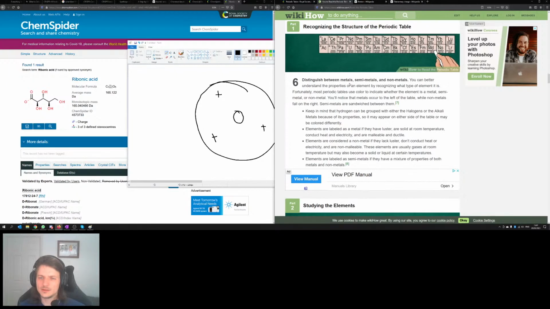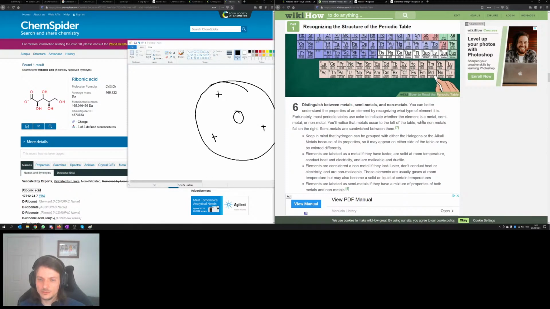Distinguish between metals, semi-metals, and non-metals. You can better understand the properties of an element by recognizing what type of element it is. Fortunately, most periodic tables use color to indicate whether the element is a metal, semi-metal, or non-metal. You'll notice that metals occur to the left of the table, while non-metals fall on the right. Semi-metals are sandwiched between them. Keep in mind that hydrogen can be grouped with either the halogens or the alkali metals because of its properties, so it may appear on either side of the table or may be colored differently.